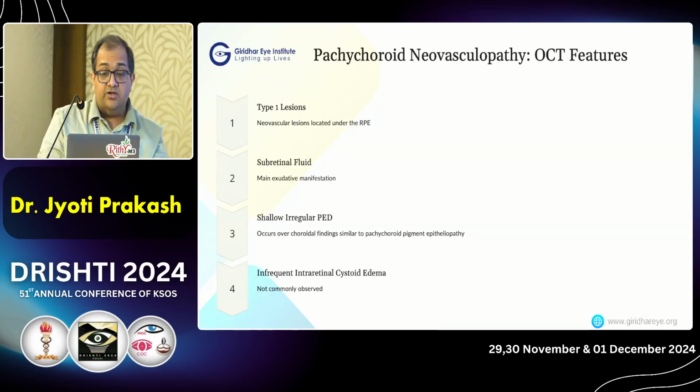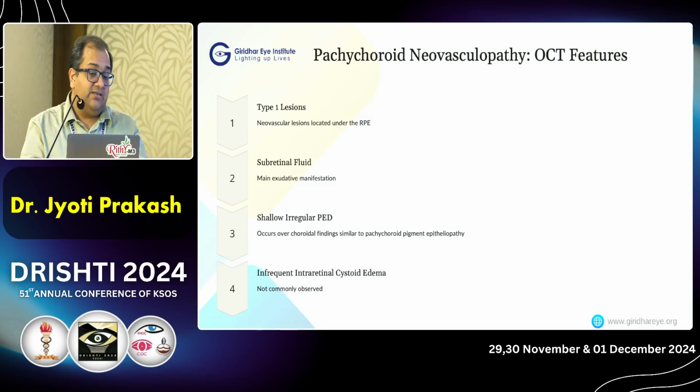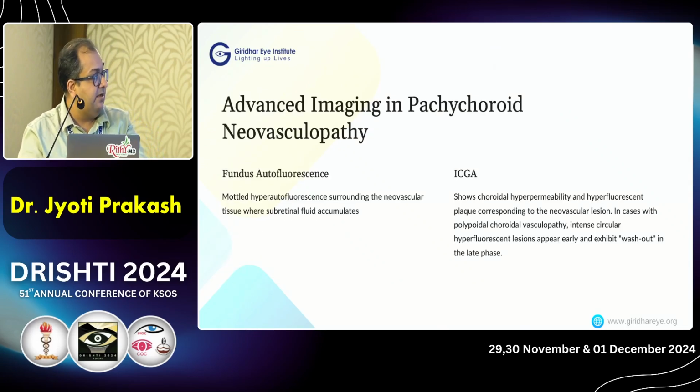Pachychoroid neovasculopathy can have lesions below the RPE. That's a type 1 lesion. Subretinal fluid will be there here, which indicates the exudation, along with a shallow irregular PED or a DLS, as you call it, double layer sign, and infrequently there may be some element of cystoid macular edema.